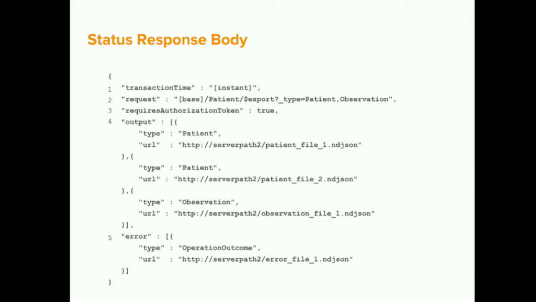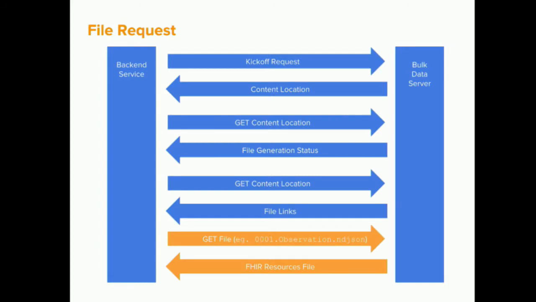And so we have an error section where the server can have 1 or more OperationOutcome files that list these errors. And the reason it's segregated into its own section is you could also have OperationOutcomes stored on the server, which would be the primary output, that aren't related to this particular error. So there's a little bit of potential confusion there, so we created a separate section of the JSON response.